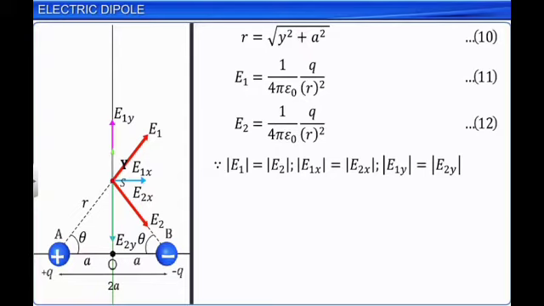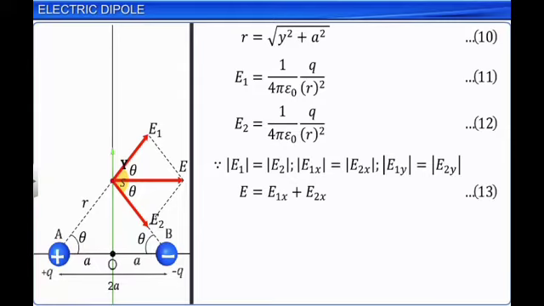We also observe that the components E1y and E2y are oppositely directed and hence they cancel each other. Therefore, at the point S, the resultant electric field strength E is equal to E1x plus E2x. Let this be equation 13. As the angle between E1 and x-axis is theta, the component E1x is equal to E1 cos theta. Substituting the magnitude of E1, we get E1x is equal to 1 by 4 pi epsilon naught into q cos theta by r square. Let this be equation 14.